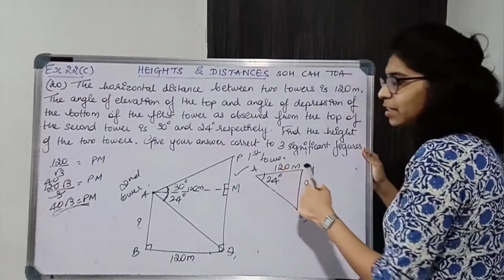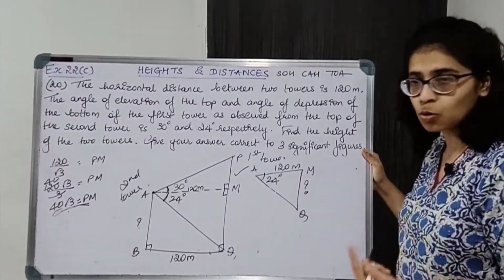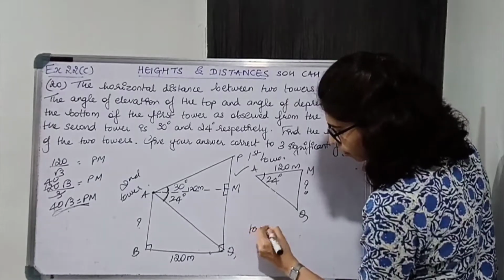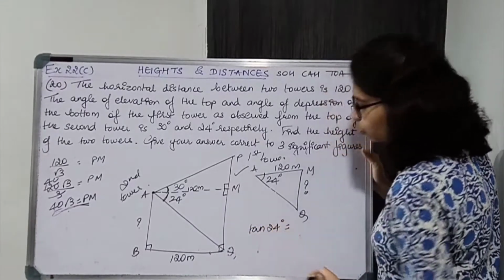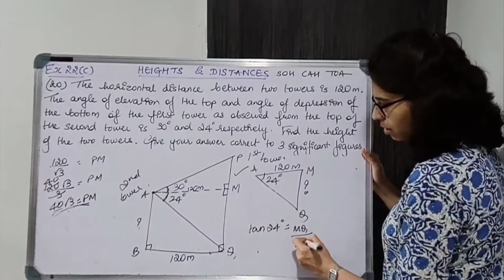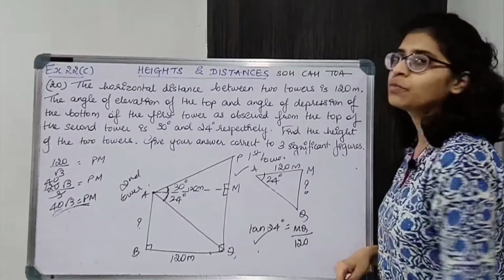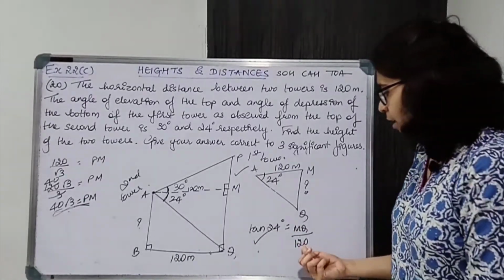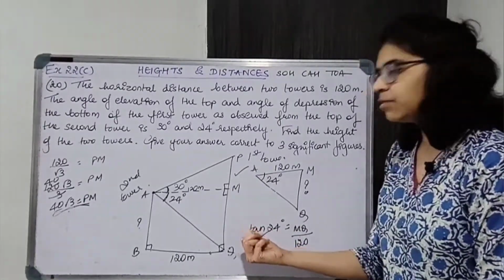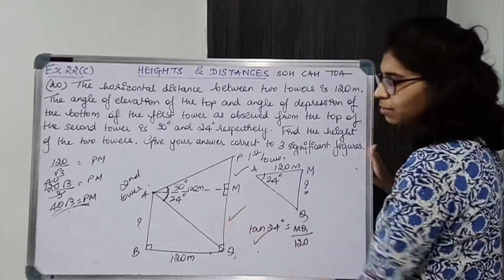So opposite and adjacent are related by which trigonometric ratio? Tan, TOA. So tan 24 is equal to opposite, that is MQ, upon adjacent, that is AM, which is 120. ठीक है. Tan 24 you can easily find from natural tangents का table. You can shift this 120 over here, multiply it with the value and you will get MQ. So MQ भी मिल जाएगा.